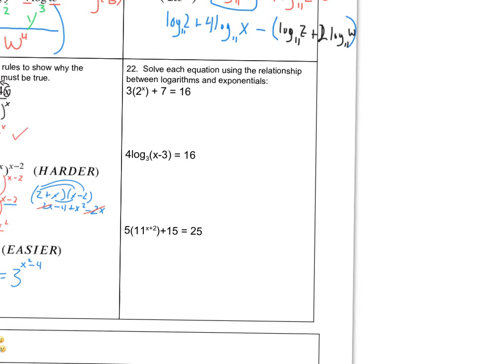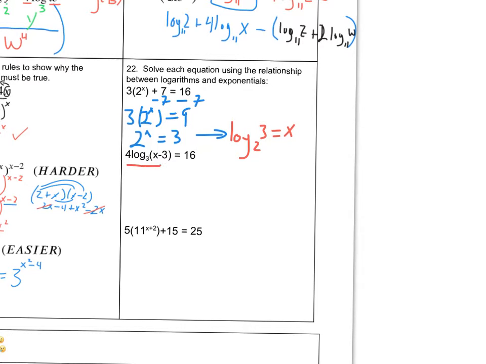All right, for number 22, we're looking at solving these equations. I've got to get the exponential thing by itself, so I'm going to subtract 7 from both sides. We get 3 times 2 to the x is equal to 9, dividing by 3, we get 2 to the x is equal to 3. I'm going to convert that into log form. Log base 2 of 3 is equal to x, and at that point we're done.